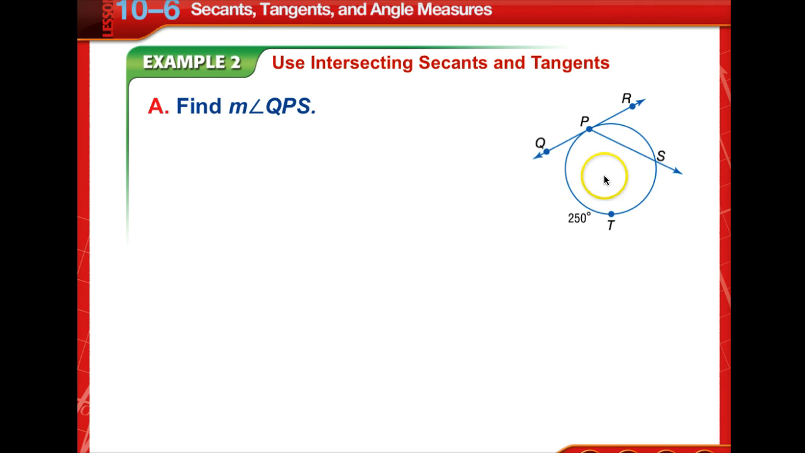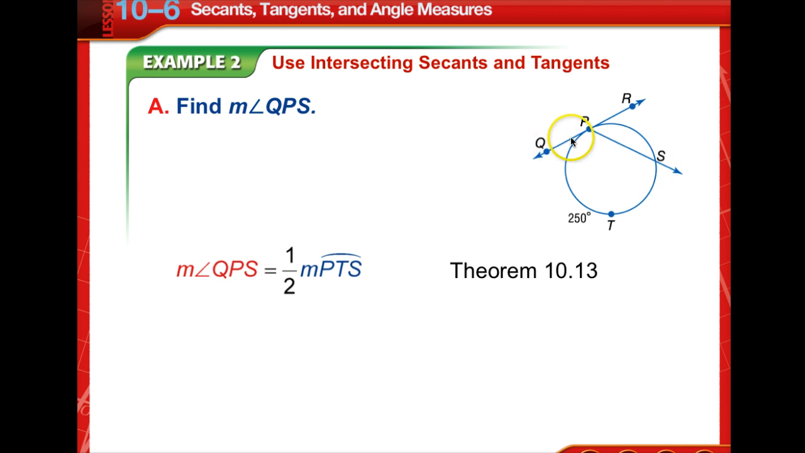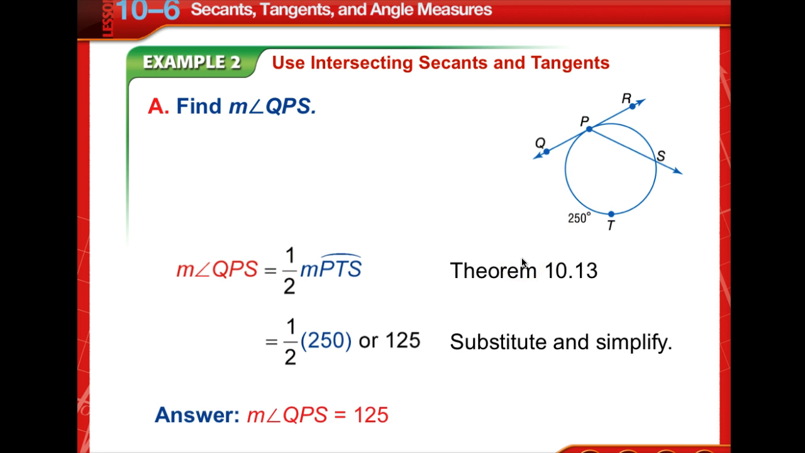So we're to find the measure of QPS. Well, we know the measurement of angle QPS is 1/2 the measurement of PTS, that arc right there. We're told that that is 250, so half of 250 is 125. So the measurement of angle QPS is 125.